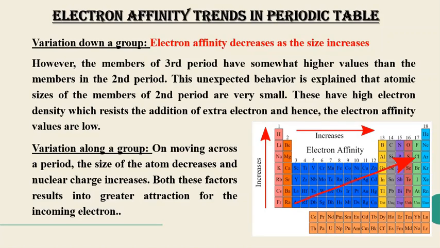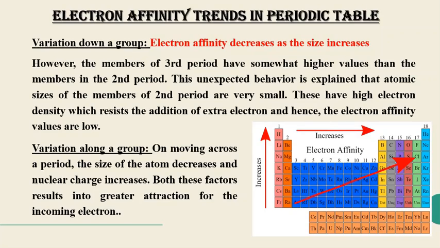But there are exceptions in group 3 and group 2, where the members of the third period have somewhat higher values than the members of the second period. This unexpected behavior is explained by the atomic size of the members of the second period. If we talk about the alkali metals, lithium is very small, and due to this smaller size, addition of an extra electron is resisted, and hence the electron affinity value is low for the second period as compared to the third.